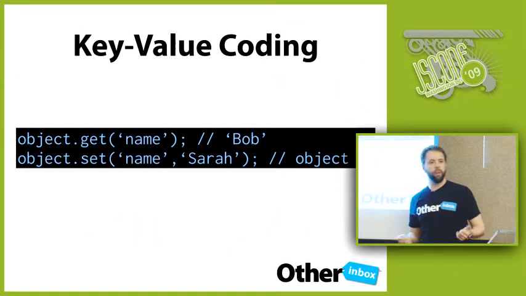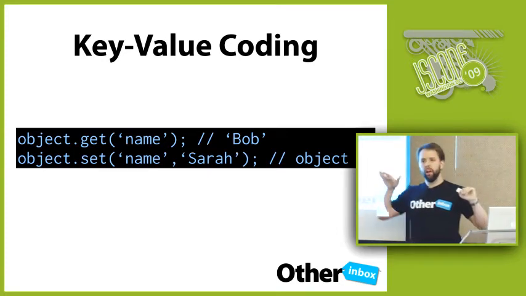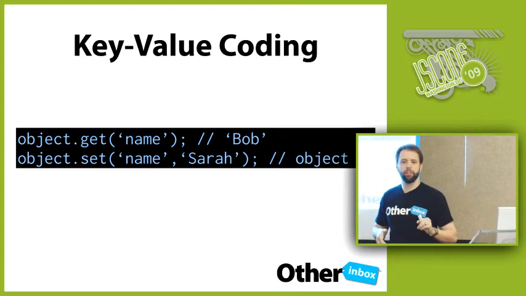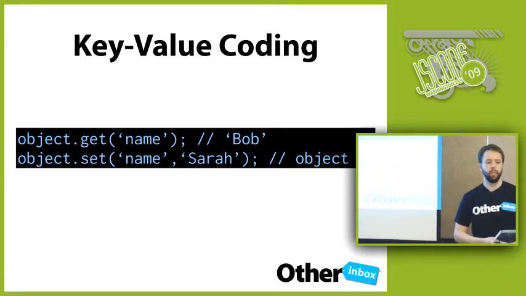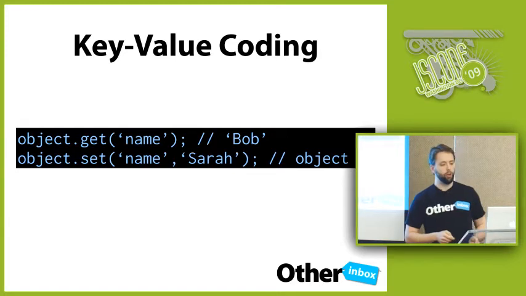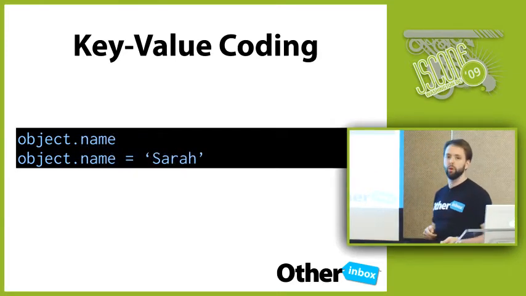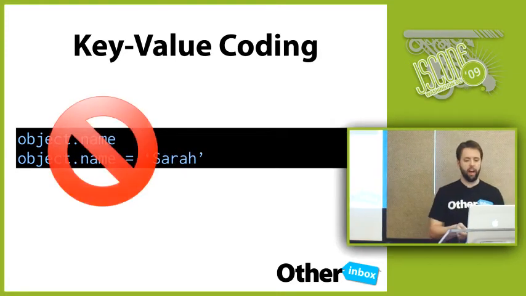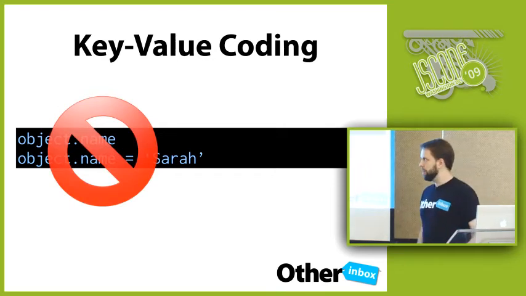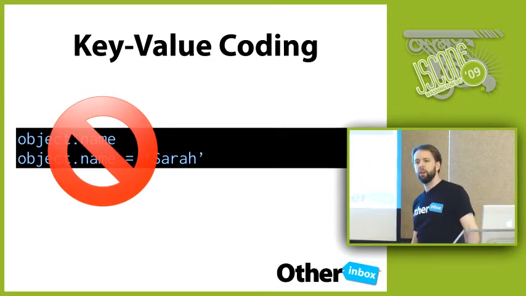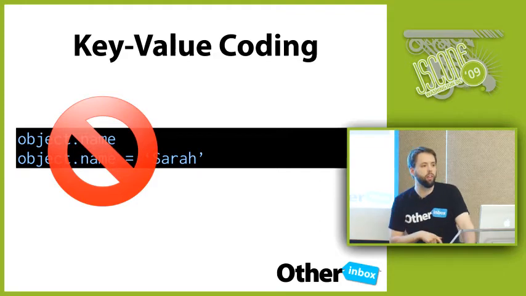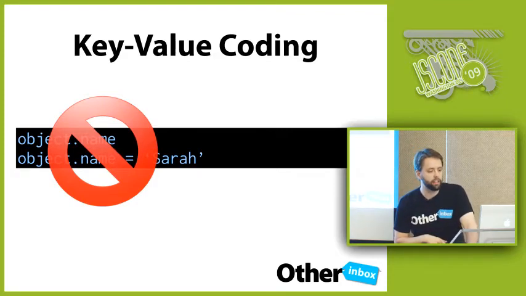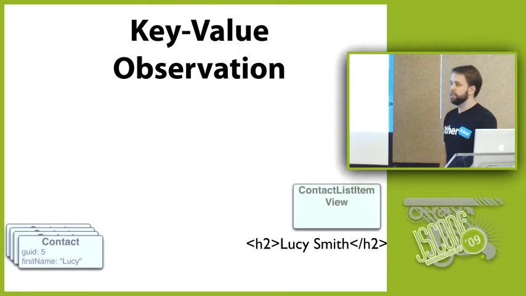Key value coding. It just means from now on, anytime you want to access a property or change a property on a JavaScript object, you're going to use a get or set. It's as simple as that. You can do this. It's possible. But you would be ill-advised to do it. Because by using key value coding, it gives you a chance to register other pieces of code that want to be notified when there's a change to that object. So that's called key value observation.